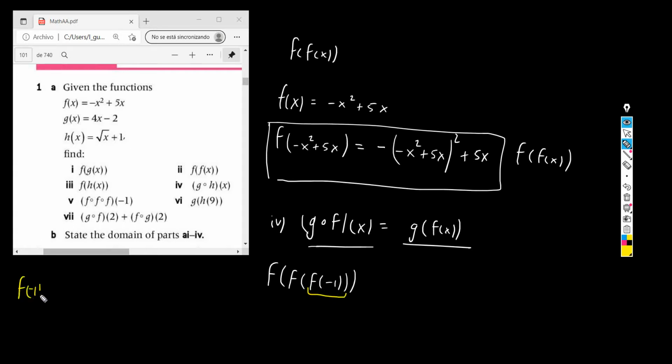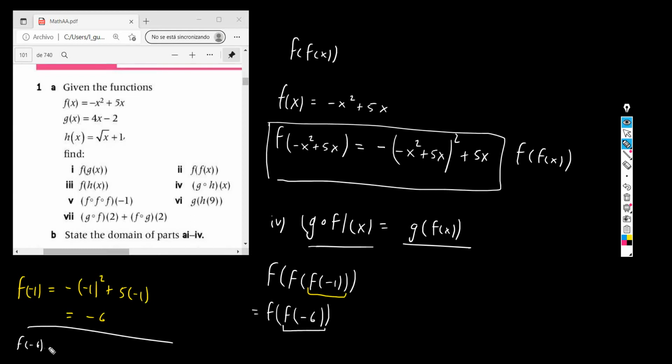Well, let's see, f of minus 1, if you take a look at this, that's going to be minus 1 to the square plus 5 times minus 1, and that is going to be minus 1 minus 5, that's going to be minus 6, right? And so you can simplify all of this into f of minus 6, right? And you keep doing the same process. Now you have to calculate this, f of minus 6. Same idea. You know f of x, which is equal to this, and now you just have to evaluate in this number, in minus 6, right?